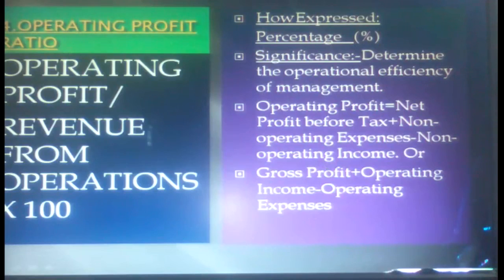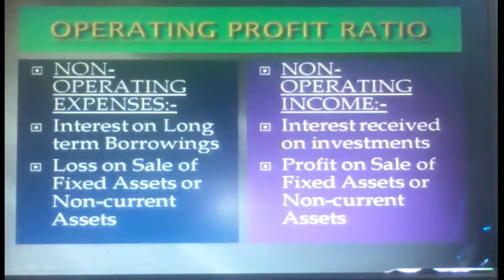Why are you preparing the operating profit ratio here? What is the meaning of operating profit? It is net profit before tax, then we add non-operating expenses and minus non-operating income. Or you can use the other formula: gross profit plus operating income minus operating expenses. Here, what is the meaning of non-operating expenses?